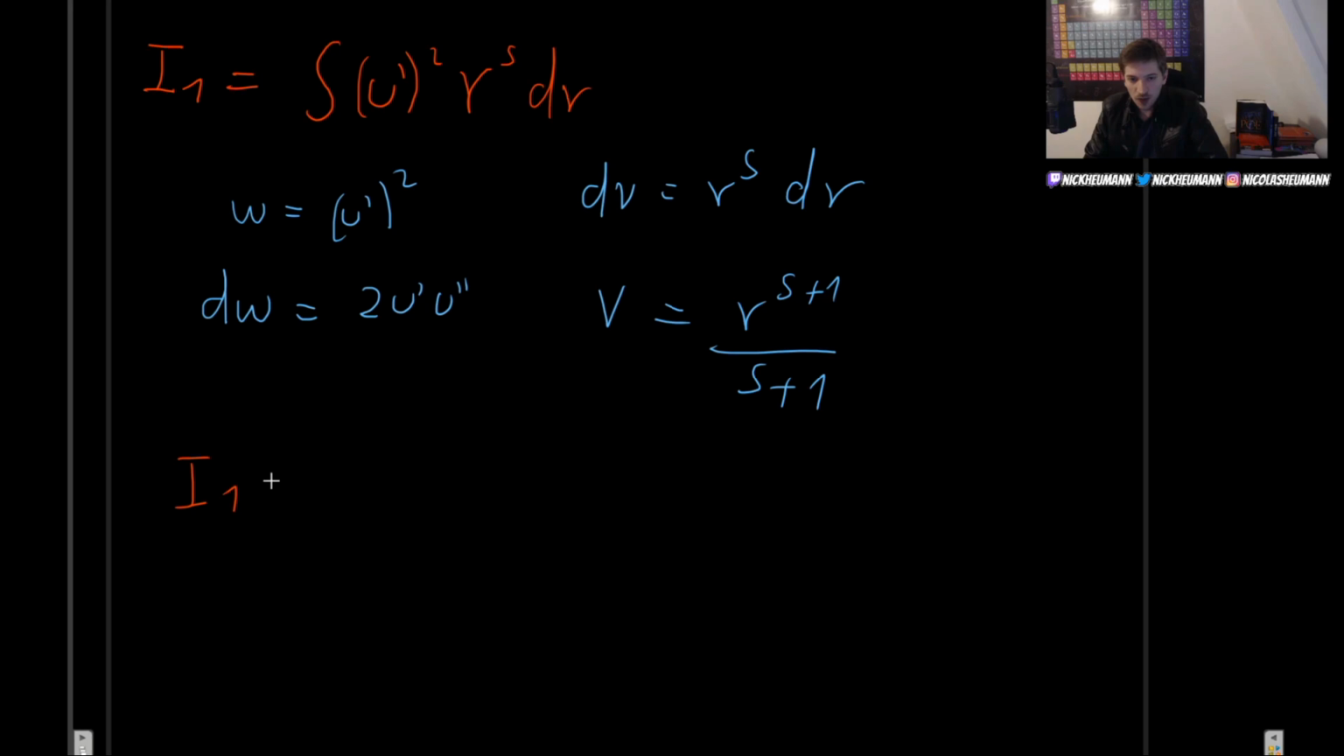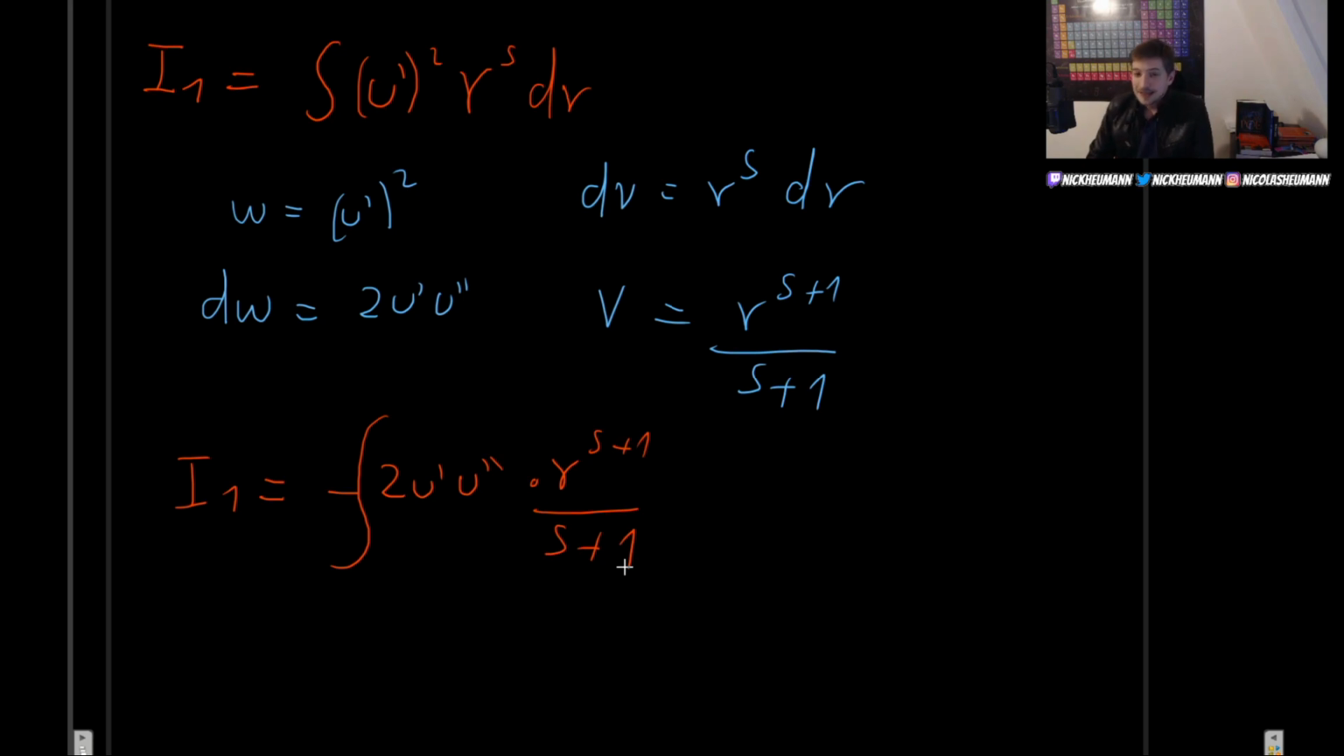So I1 is going to be this times this right here. What's that? That's going to be U prime squared times R to the S plus 1, evaluated once again at our endpoints, which we know is going to be a big no-no. This is going to be 0 once again. So we are left again with only the second part, which is going to be minus 2 U prime, well, all of this inside an integral, of course, times R to the S plus 1 over S plus 1.